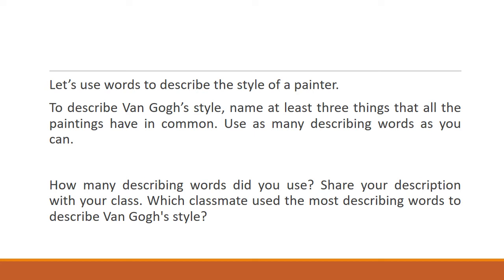Let's use words to describe the style of a painter. To describe Van Gogh's style, name at least 3 things that all the paintings have in common. You can name the texture, the kind of curves he has used, the kind of colors he has used. Use as many describing words as you can.